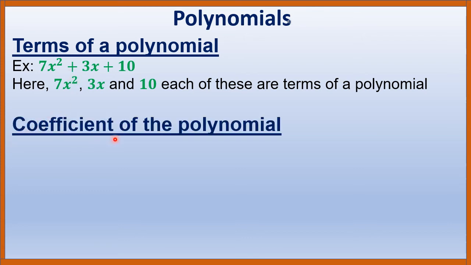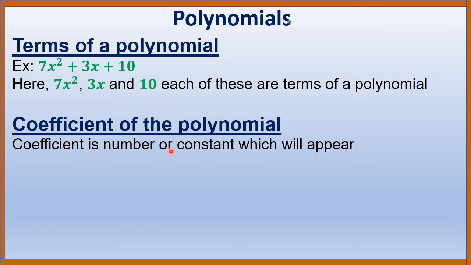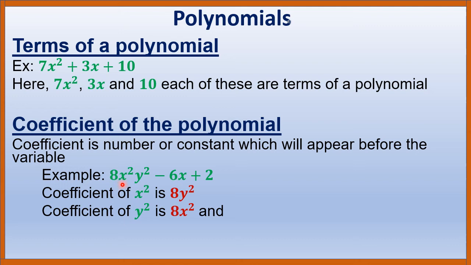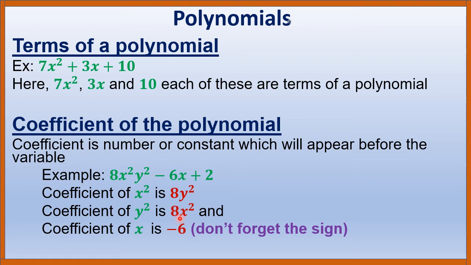Coefficient of the polynomials. What is a coefficient? A coefficient is nothing but a constant which will appear before the variable. Example: 8x square y square minus 6x plus 2. In this example, what is the coefficient of x square? The coefficient of x square is 8y square and the coefficient of y square is 8x square. What is the coefficient of x? The coefficient of x is minus 6, right? Don't forget the negative sign. The coefficient is present before the variable.